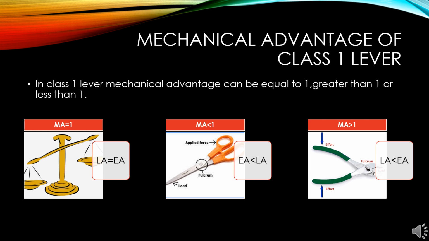In the case of scissor, the effort arm is shorter than load arm. So, mechanical advantage will be less than 1. And in the third case, let's take example of pliers. In pliers, it can be seen that load arm is shorter than effort arm. Therefore, mechanical advantage becomes greater than 1.